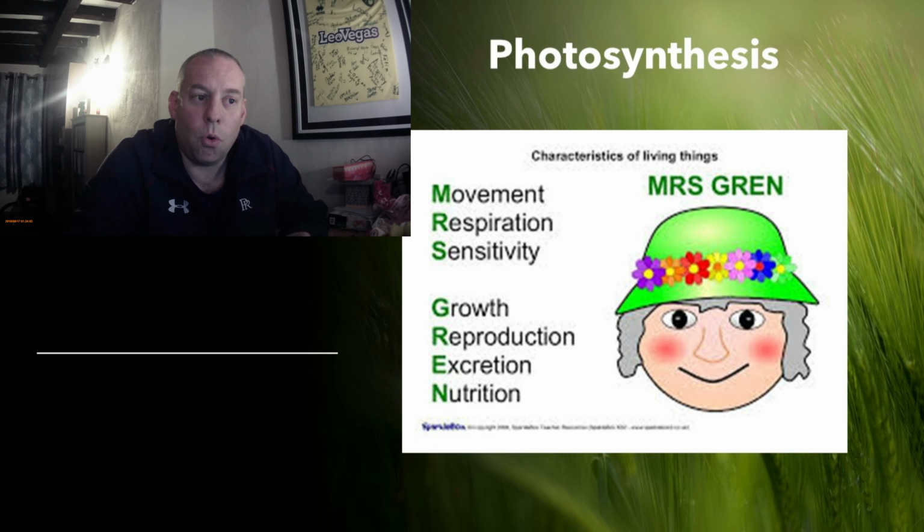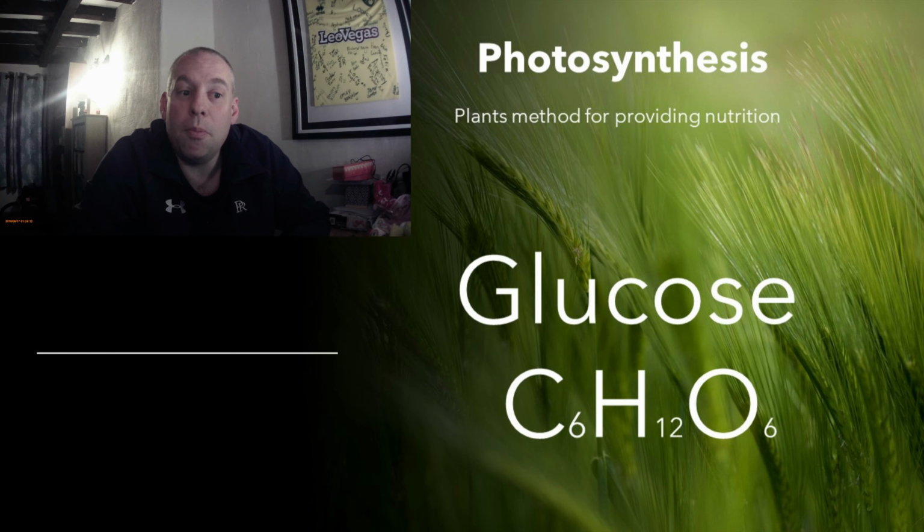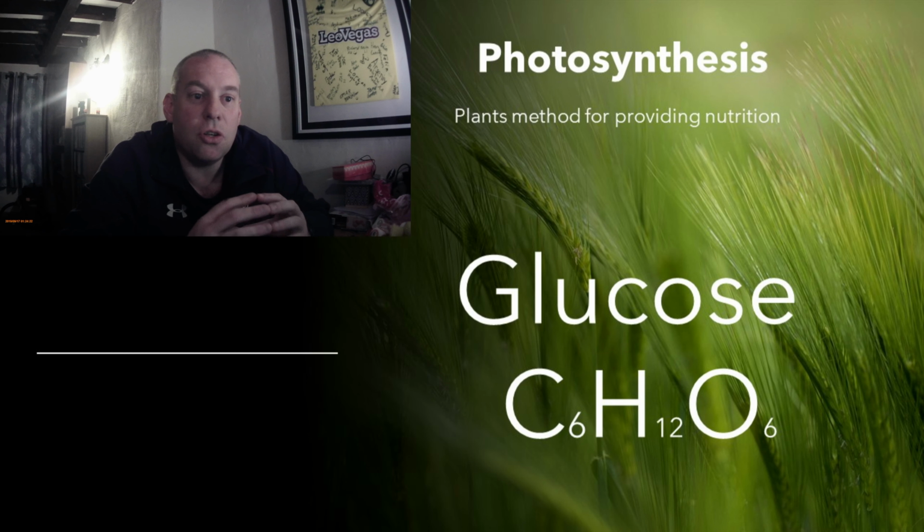So in order for respiration to take place, the chemical that all living organisms need is glucose, sugar. It's got the formula C6H12O6, which means it's got 6 carbons, 12 hydrogens and 6 oxygens. That is the molecule that is going to drive respiration. It's going to give you the energy that you need.